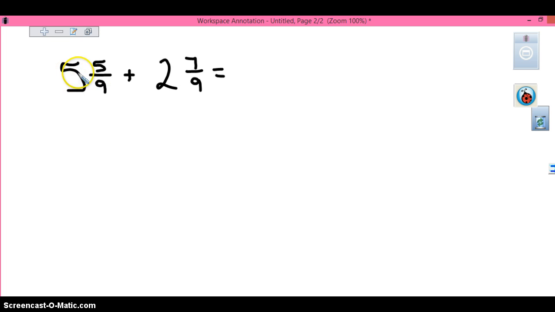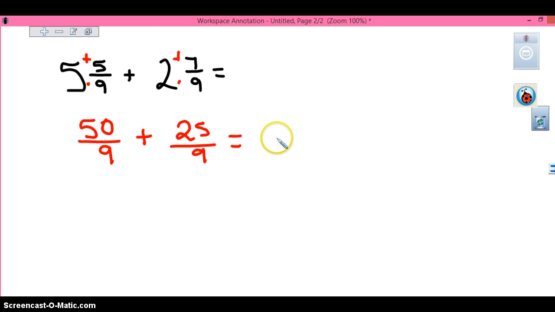We have to add 5 and 5/9 plus 2 and 7/9. We're going to change the mixed numbers into improper fractions. That means 9 times 5, 45, plus 5 would be 50/9, plus 9 times 2, 18, plus 7 is 25/9. These are like fractions. They have the same denominator. We keep the denominator and add the numerators.